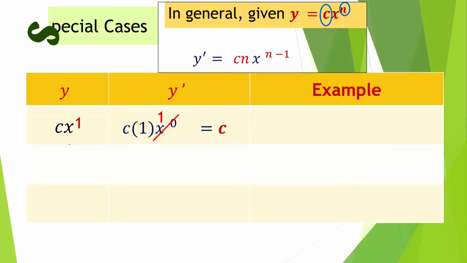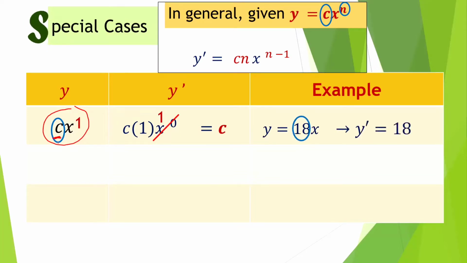Ayan. So, ibig sabihin, ang matitira na lang sa atin is just the c. Okay? Ibig sabihin, once we're given with this term or expression, we just have to pick up the coefficient. Basta meron kang kunwari x to the 1, na understood na exponent ay 1, just have to pick up the coefficient for your derivative. Okay? So, for example, you have 18x. Simply pick up the 18. The derivative will be just 18.